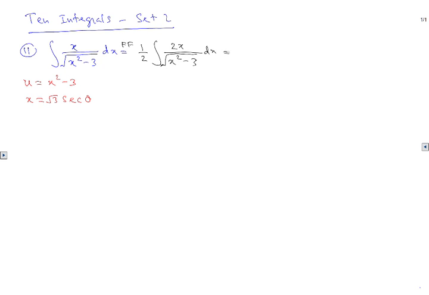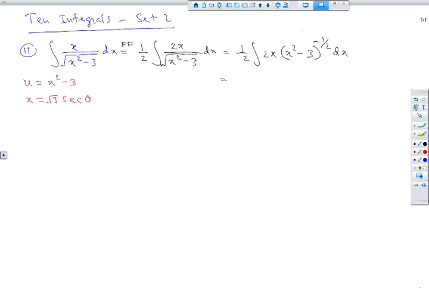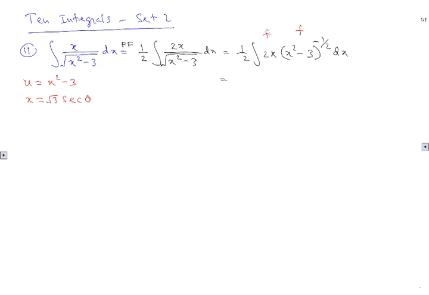We can simply write this one as 1/2 times 2x. If you bring this to the top, it is x squared minus 3 to the negative 1/2. Now what the 4 formula trick says: when you have the function and its derivative, you can simply treat the function as just x. So just treat this as x.